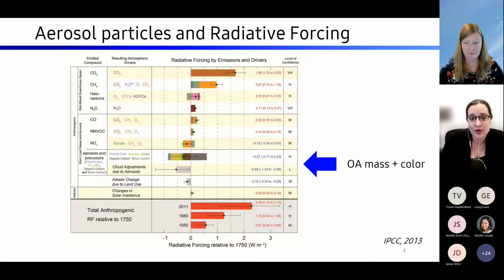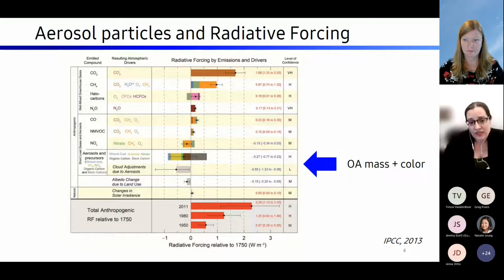For the direct effect, these particles can either directly absorb or scatter solar radiation. And so net, the majority of the particles are acting to scatter, so they have a cooling impact on the climate. There's a subset of these that are dark colored. These are black carbon or soot particles, and they can contribute to net warming.